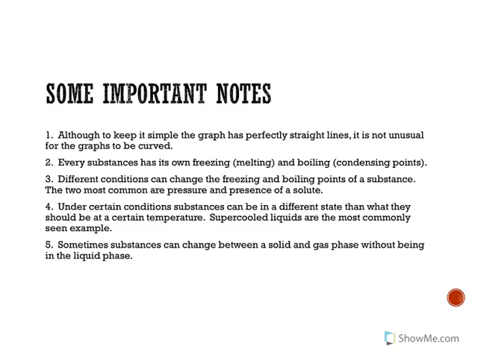And different conditions can change freezing and boiling points of a substance. The two most common are pressure and presence of a solute. Most relatable is water. If we talk about boiling a pot of water on top of Mount Everest, it would boil a lot sooner because it has way less pressure. And that's also the reason why we put salt in water, because salt lowers the boiling point of water. And under certain conditions, a substance can be in a different state than when it should be at a certain temperature.